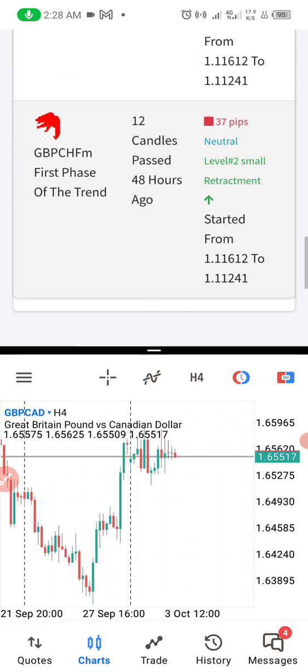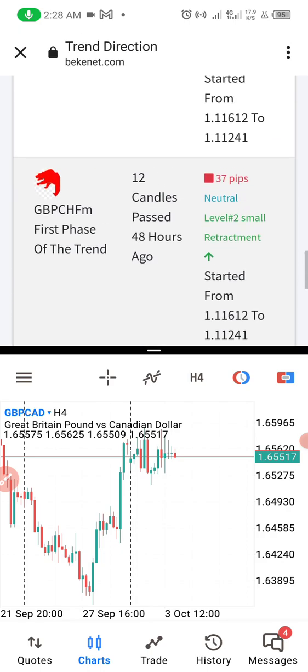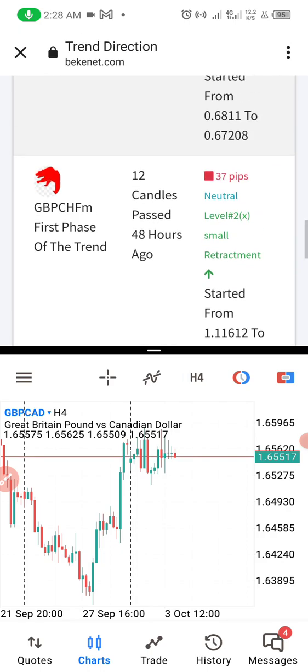Now let's see if we can have a last phase of retracement. I don't think there is any last phase here.